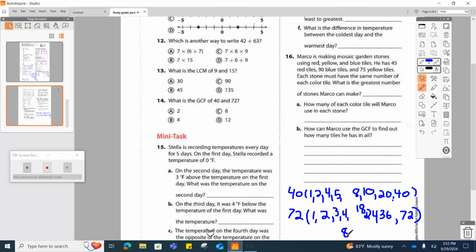So let's look at what they have in common here. They both have a 1. They both have a 2. They share a common factor of 4. They share a common factor of 8. But then they share no other common factors. So the GCF of 40 and 72 is 8.